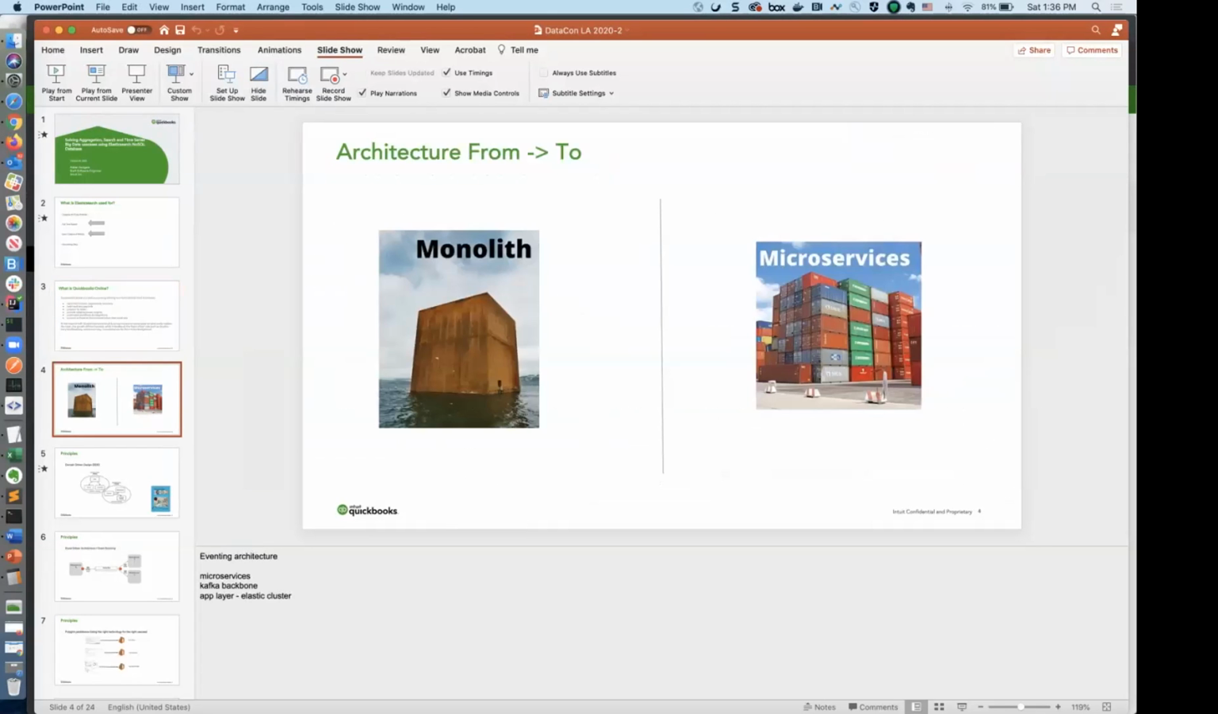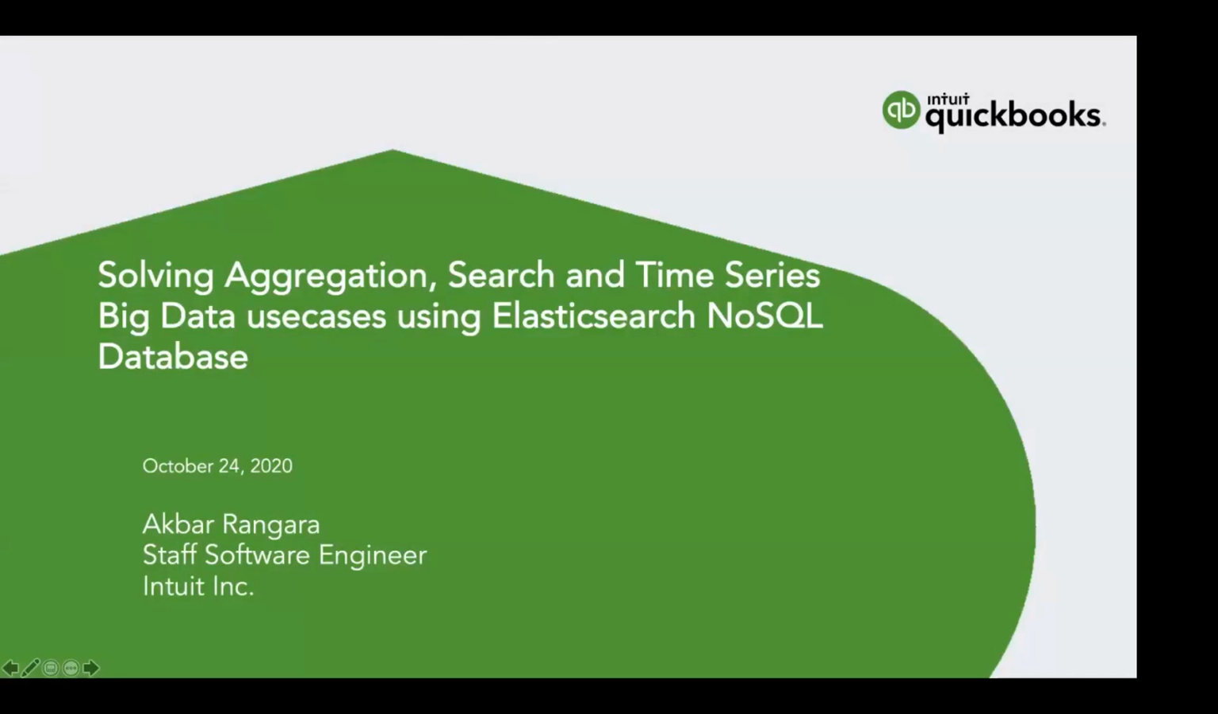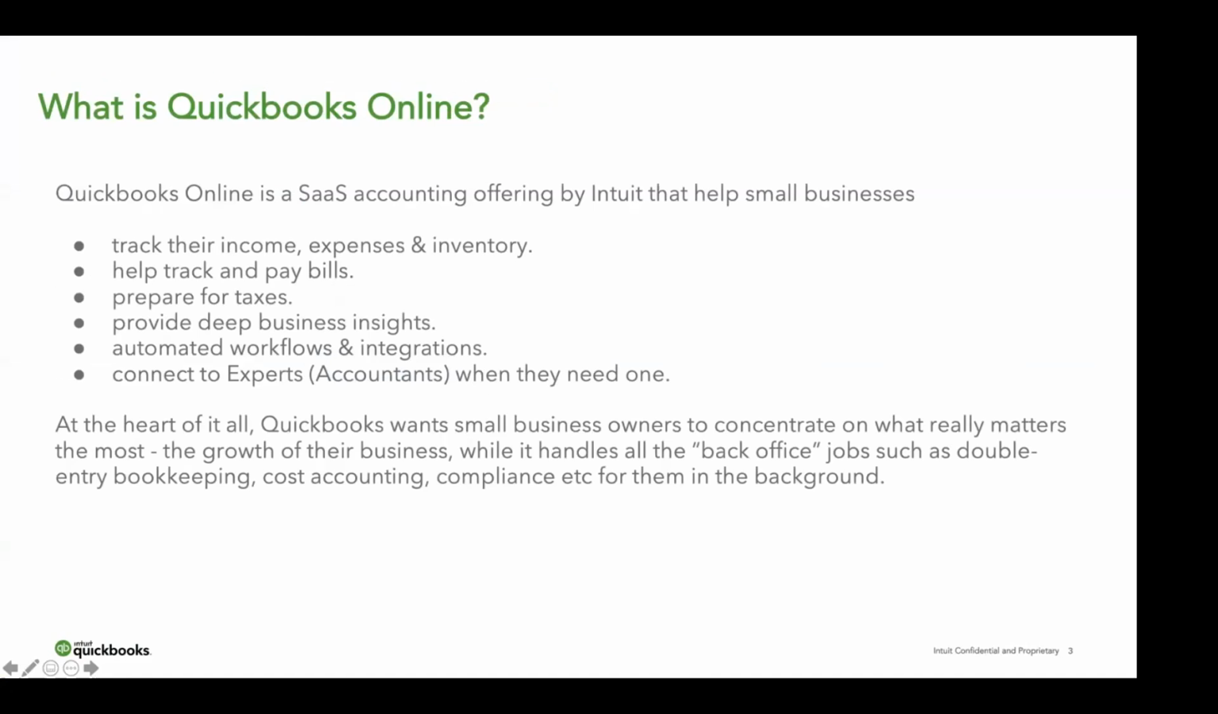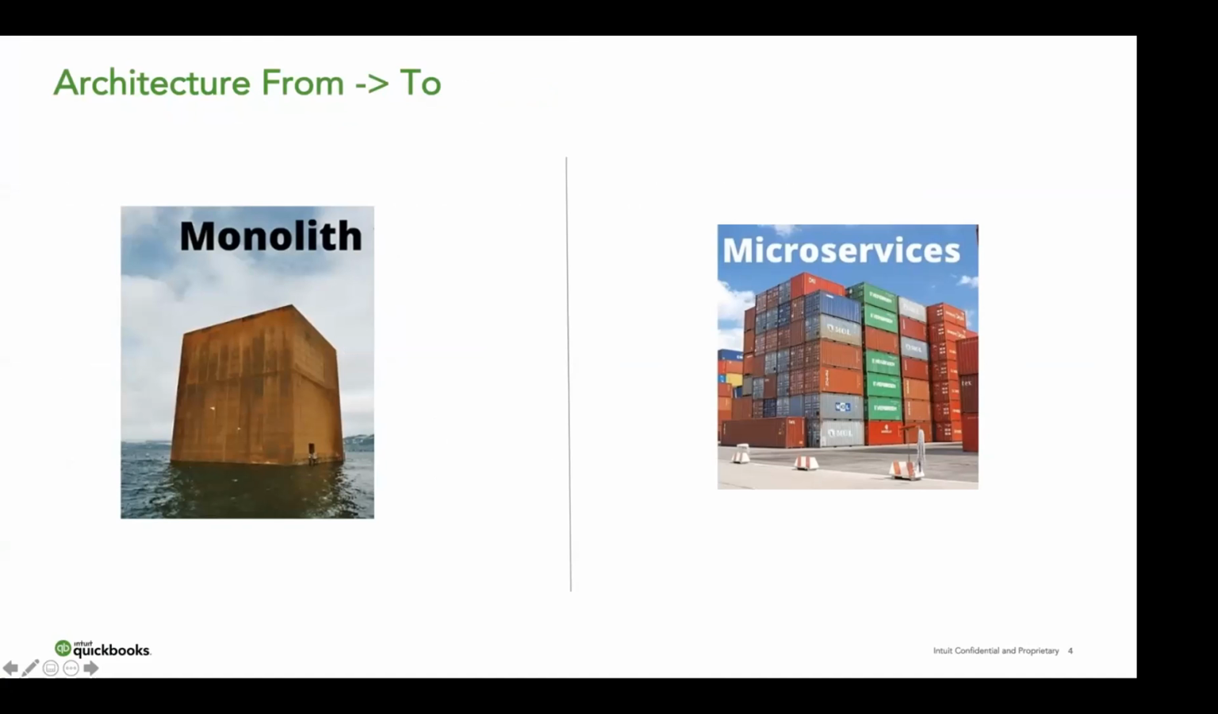So QuickBooks Online is a 15-year-old product. It was not built with the modern architecture. It's one code base. It's the monolith with everything, all domains in it. So customers, vendors, sales, purchase, everything is in one. A few years back, we started on the journey of converting it to microservices so that we can better scale our teams. We can have the velocity with which we can grow and provide features to the customers.